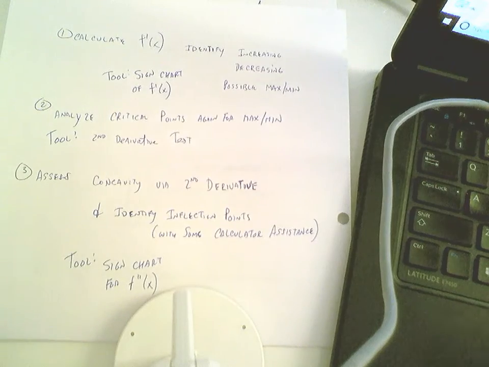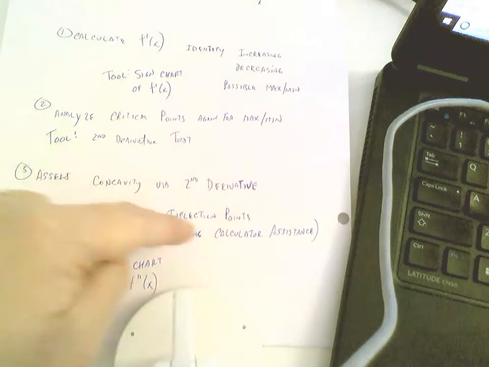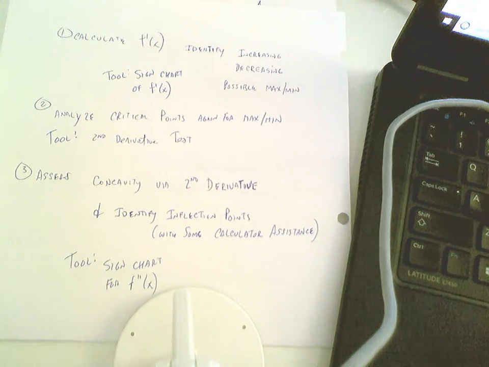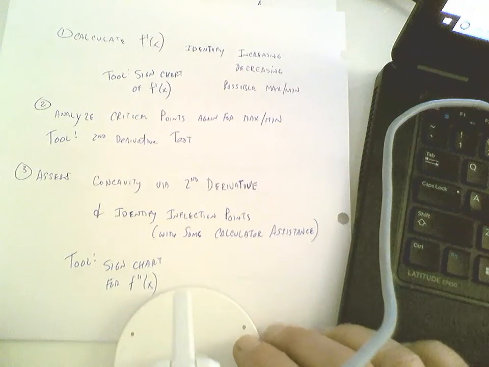We're then going to do analysis of the second derivative to talk about concavity. When is the function concave up? When is it concave down? When does it have inflection points? Key thing, remember, an inflection point occurs when you go from concave up to concave down, or concave down to concave up. A change in concavity about a point means that that point is a point of inflection. And we'll use a sign chart on f double prime of x, the second derivative, to assess that.